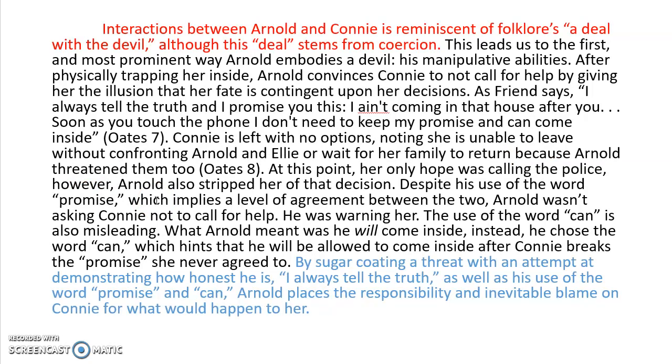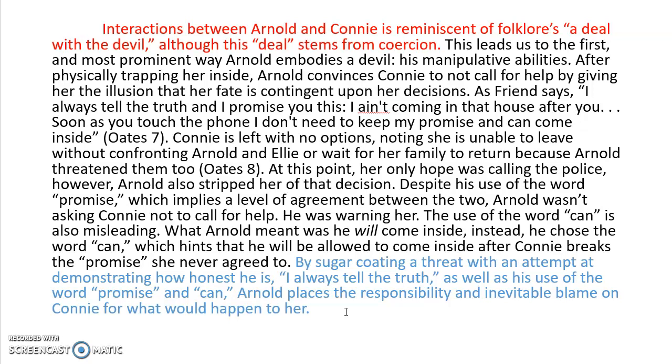So I'll look at a few paragraphs that students submitted. As I said, I won't share any identifying information. I've got the red up here for the topic sentence, although this topic sentence does go into sentence 2 as well, and that's perfectly okay. And then the final sentence is the summary sentence. "Interactions between Arnold and Connie is reminiscent of folklore's A Deal with the Devil, although this deal stems from coercion. This leads up to the first and most prominent way Arnold embodies a devil, his manipulative abilities."